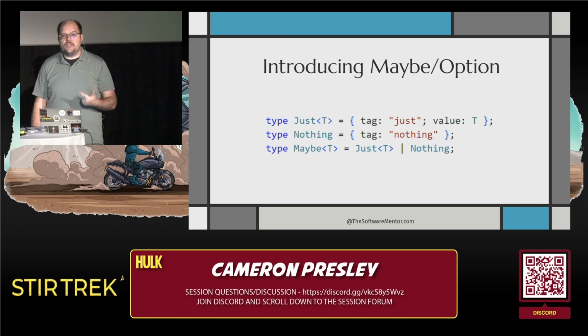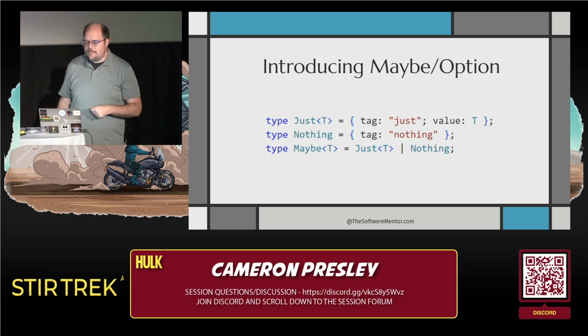For those of you with a Rust background, this would be the same thing as saying, oh shoot, I just totally forgot what it was. Some and none. There we go. Similar concept. The just and nothing comes from Haskell.